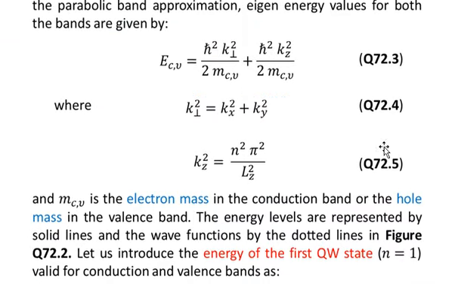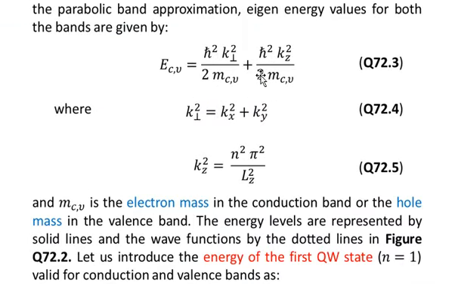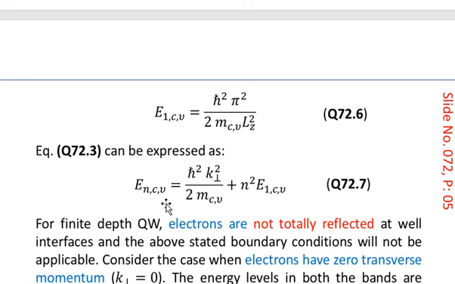So we can write this equation, equation number 3, in this form, that is E_nCV, because now we have introduced n. So we have n, C, V. So E has 3 subscripts now. E_nCV is equal to h bar square k perpendicular square over 2 m_CV plus n square into E1_CV, because we are now using this E1_CV.